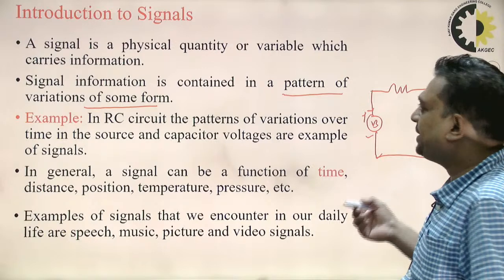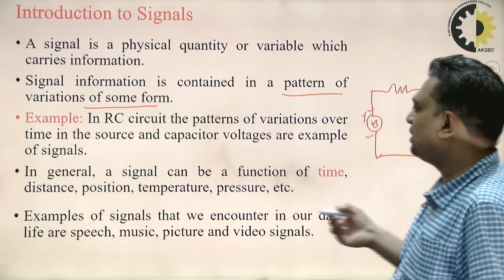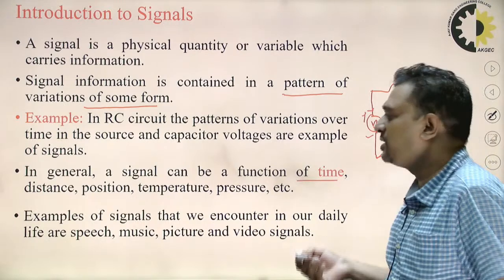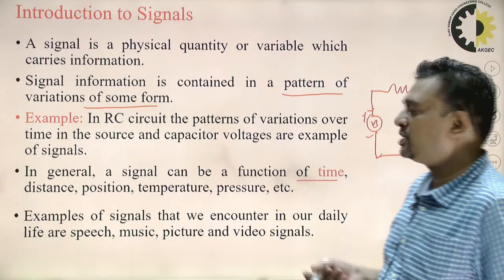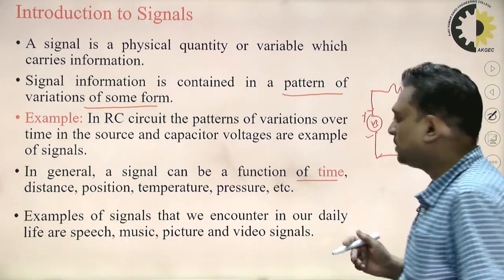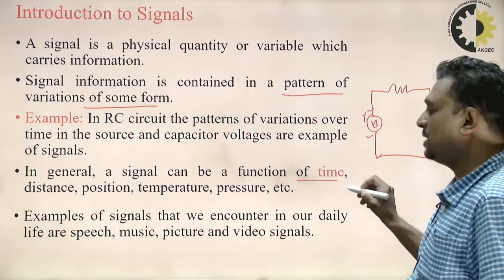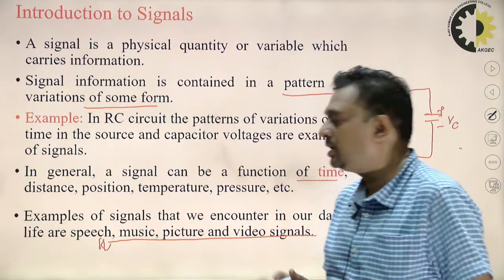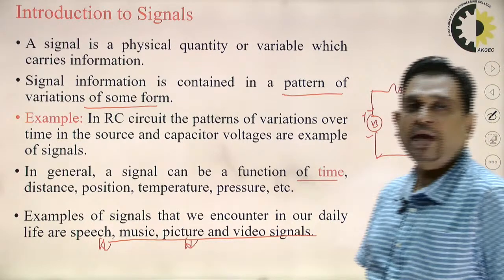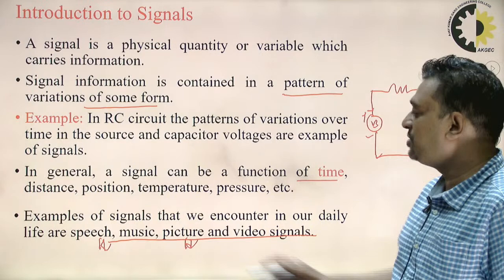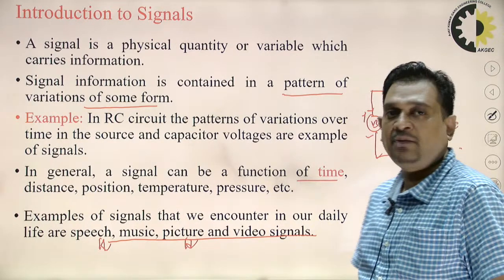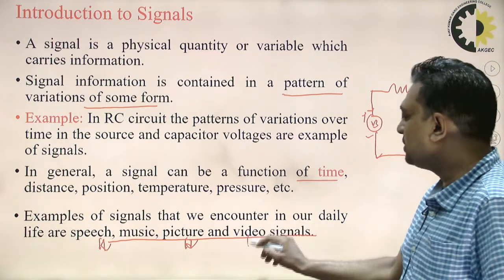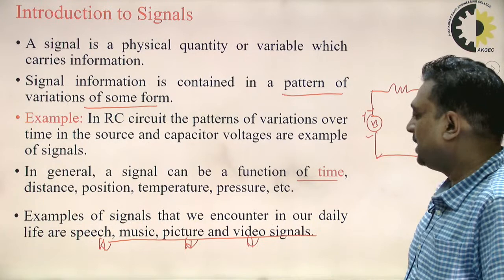And in this particular subject we are interested in time as the independent variable. Otherwise, a signal can be a function of distance, position, temperature, pressure, etc. But in this subject the independent variable is time only. A basic example of signals that we generally encounter: one-dimensional variables, then two independent variables, let's say x and y, based on which we obtain the brightness of an image. And in the case of video, it is a function of three independent variables.